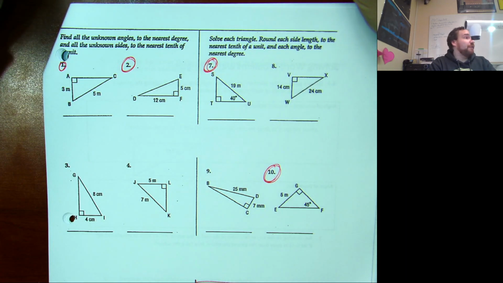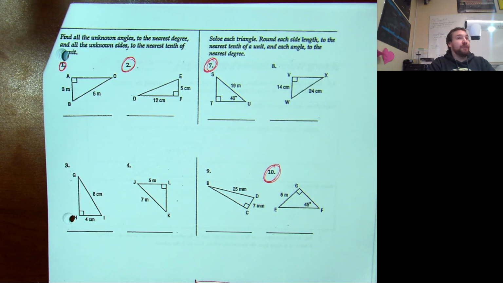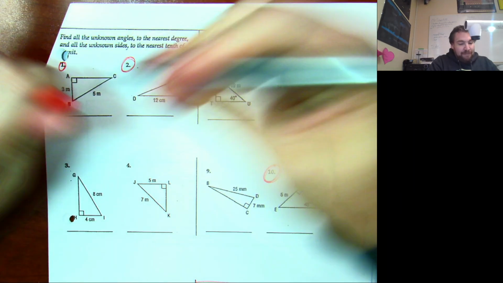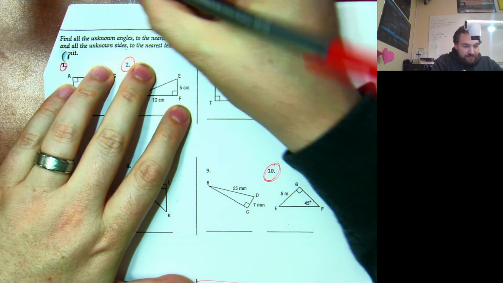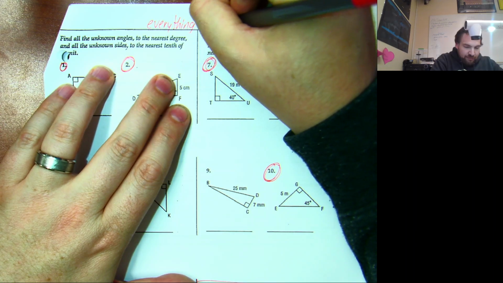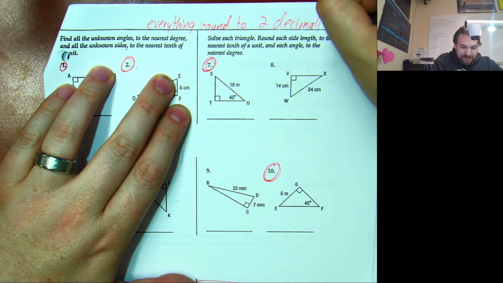What I'm going to say is this: the very first thing you should do is redraw these problems onto a separate sheet of paper, big. Draw them larger. One of my physics teachers always would tell me, draw out the problem, erase it, and then draw it bigger, because you almost certainly never draw it big enough the first try. So draw them big and find all of the unknown angles to the nearest degree and all of the unknown sides to the nearest tenth. I'm going to change that. I want everything rounded to 2 decimal places.